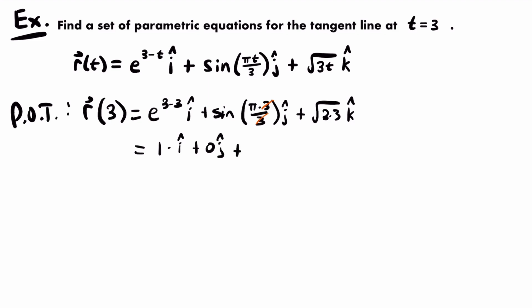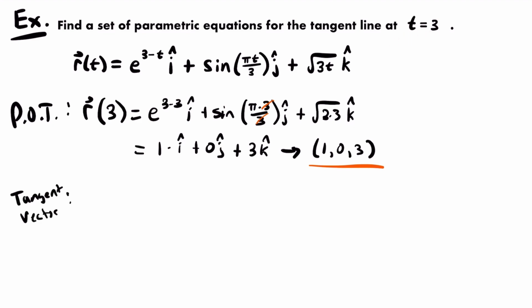And then for the k term, we have the square root of 3 times 3. 3 times 3 is 9, and the square root of 9 is 3. So we have 3k. All right, and so from this vector that we get from plugging 3 into the vector function, we now know that the point of tangency will have the coordinates of (1, 0, 3). Okay, so that is our point of tangency. We will use that point to help us create a set of parametric equations for the tangent line, but before we can do that, we also need to find a tangent vector for t equals 3.